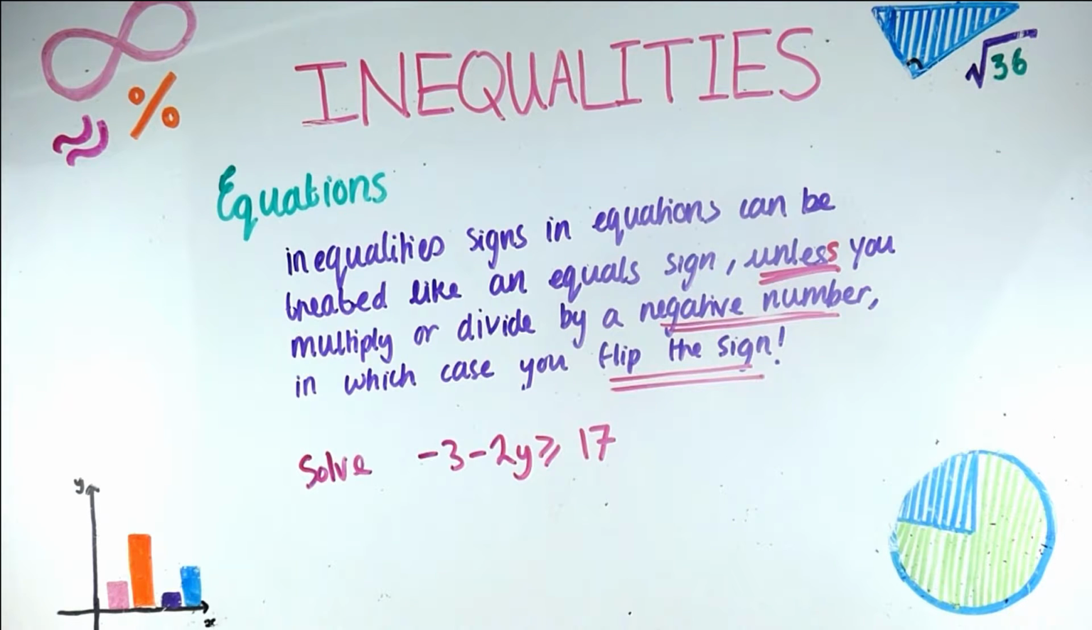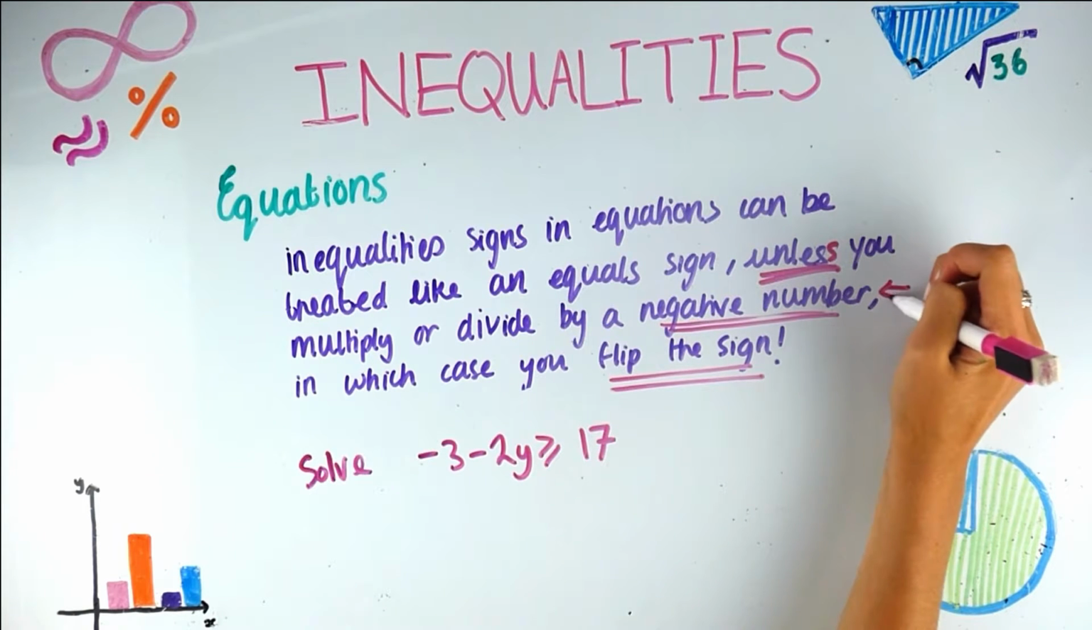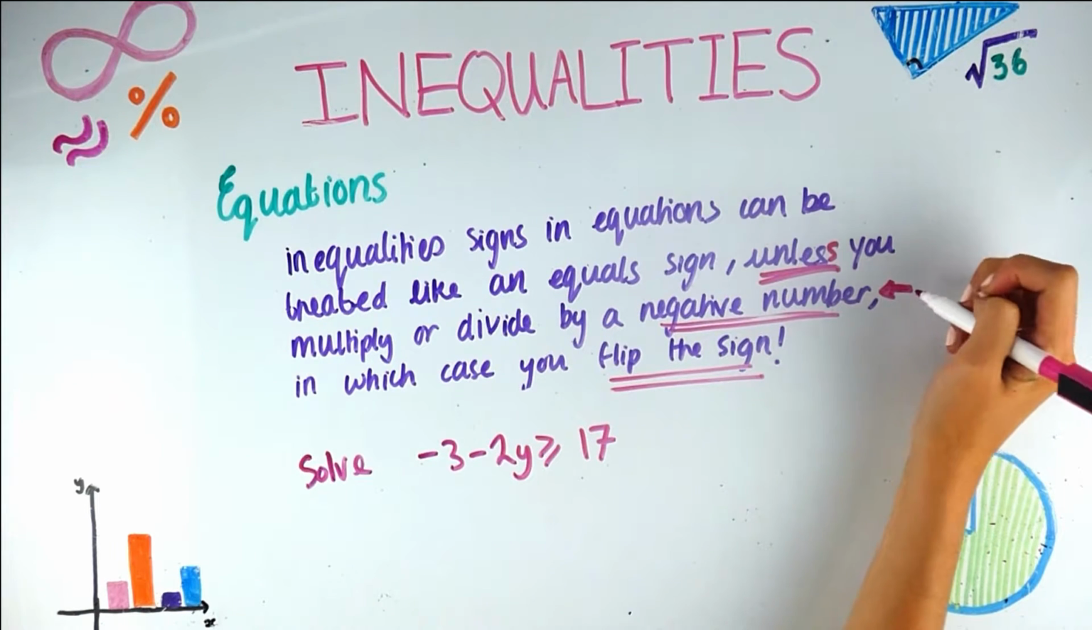Okay, what about this one? So this is an inequality because it's got that sign there. So I want to solve minus 3 minus 2y is greater than or equal to 17. So I'm going to treat it exactly like an equal sign, but in the back of my head I've got this thing that if I multiply or divide by a negative number, then I have to change the sign.